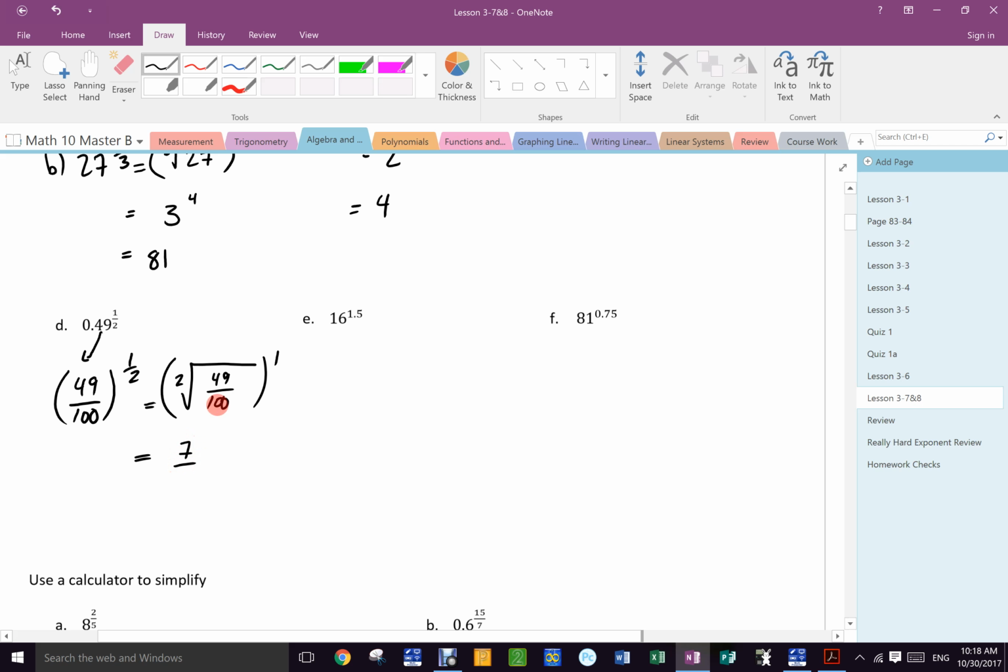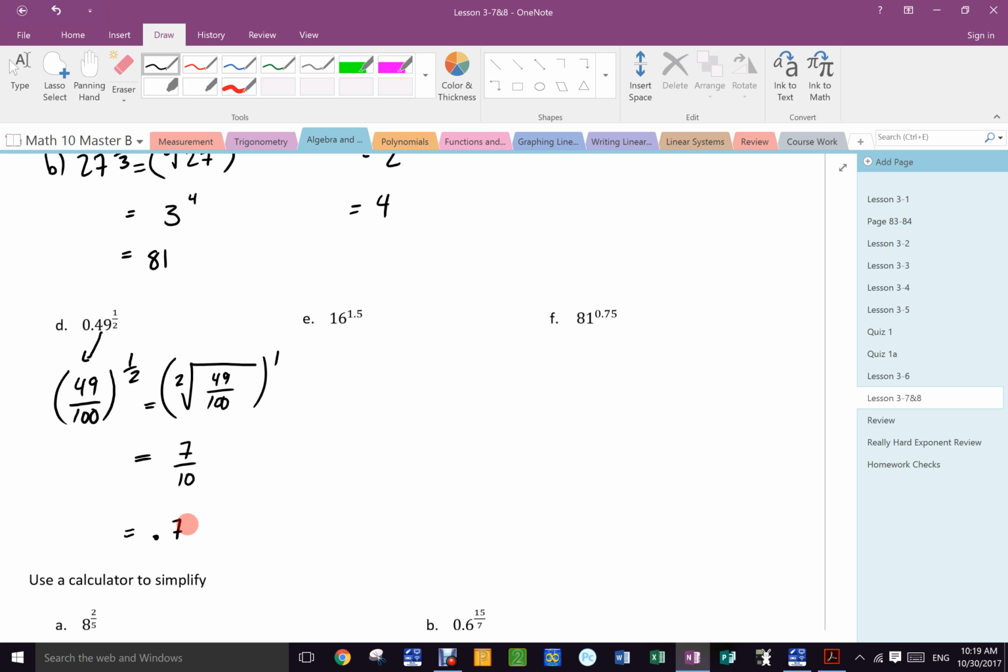7. What's the square root of 100? 10. And all that is to the first power. So does it change? Does it change? No. Can I leave it like that? Sure. That makes me happy. That's the right answer. But is it also 0.7? Yes. Everybody good?